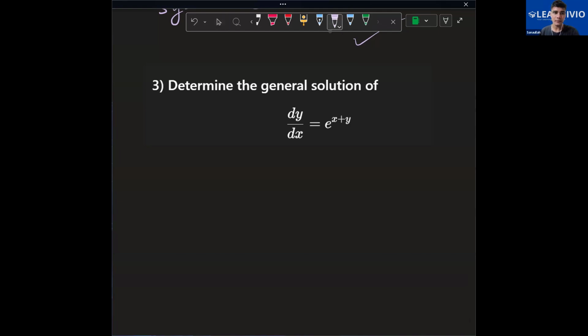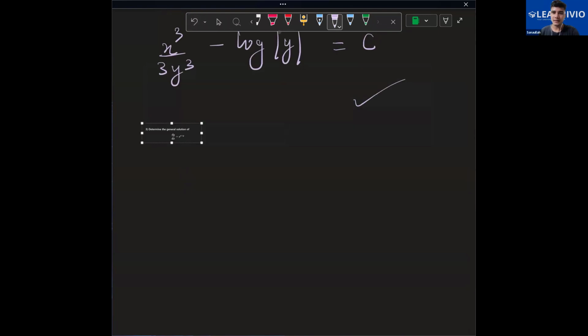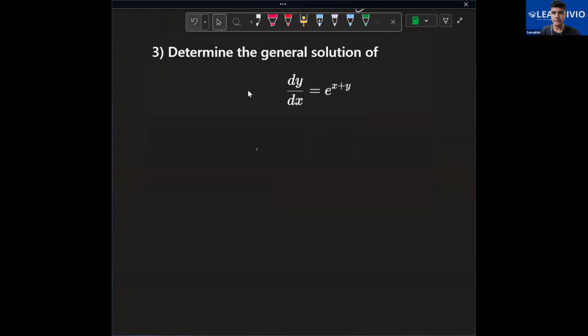Okay, Angelina, tell me the answer. e raised to x plus e raised to minus y is equal to c. e raised to x upon, then plus e raised to minus y is equal to c. Yes, this is the answer. Ali, what's your answer? Same answer, sir.